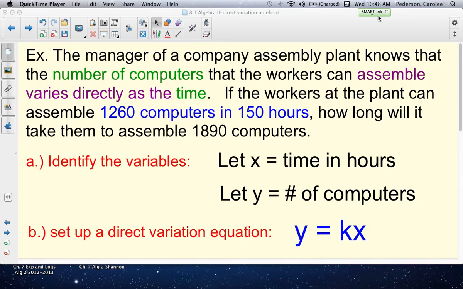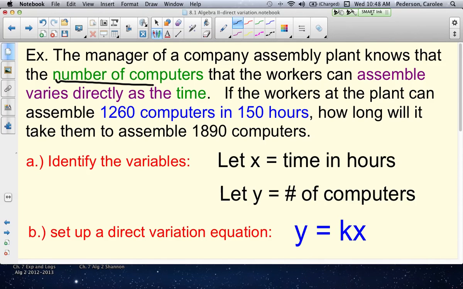So the manager of a company assembles plants, notes that the number of computers that workers can assemble varies directly as the time. So what I want you to write down is this: the number of computers that workers can assemble varies directly as the time. So write that down first.